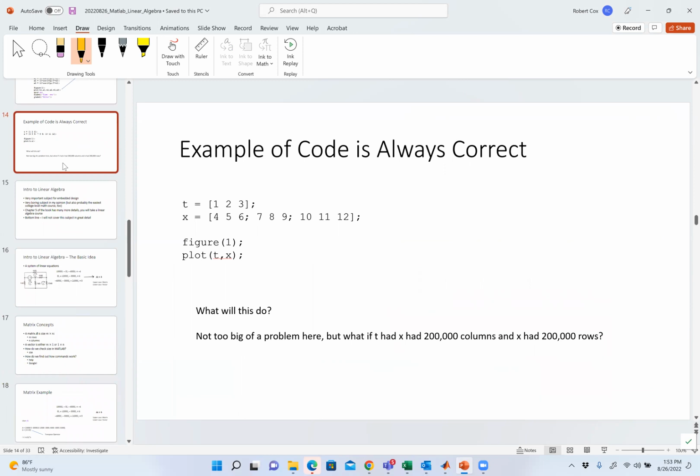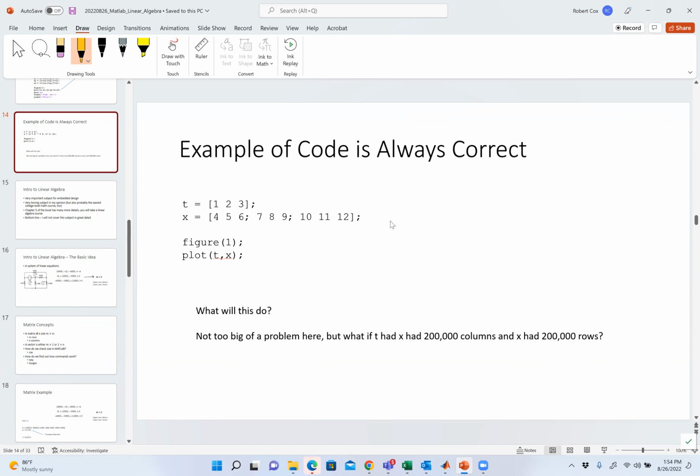Now, this is an example of what I said. This one wouldn't be so bad here, but I said code's always right, and it is. If you ran this, I had a t vector that's got 3 entries and an x vector that's a matrix. Nothing stopping me from writing this where I say, okay, figure 1, plot t comma x. What's that going to do? Well, it's going to be an error, right?